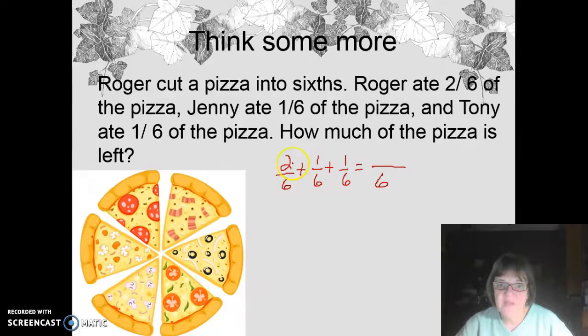We're just talking about the pieces that they ate. All right, so if we add 2 plus 1 plus 1, we get 4. 4/6 is how much they ate.